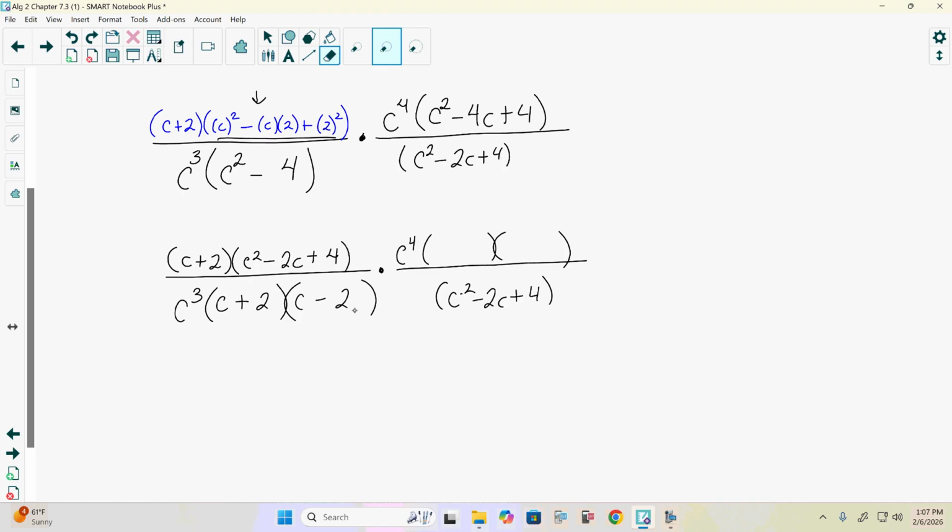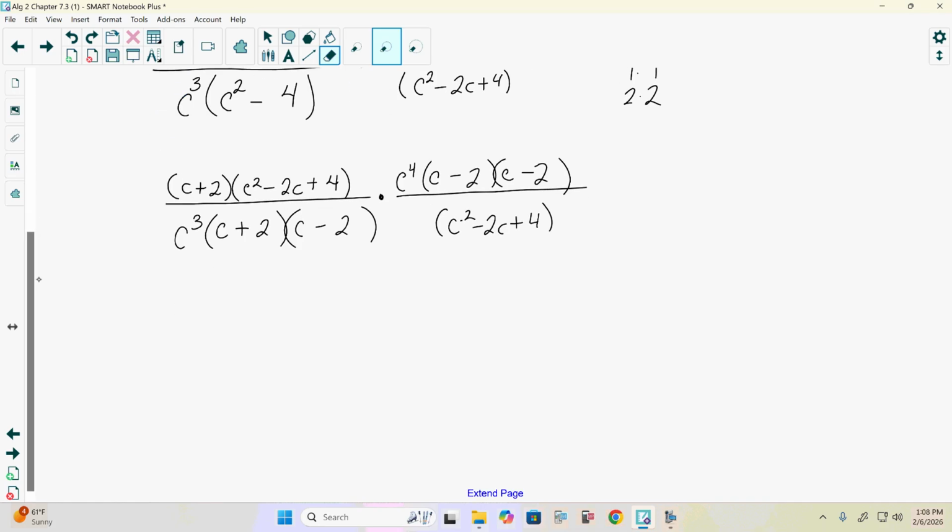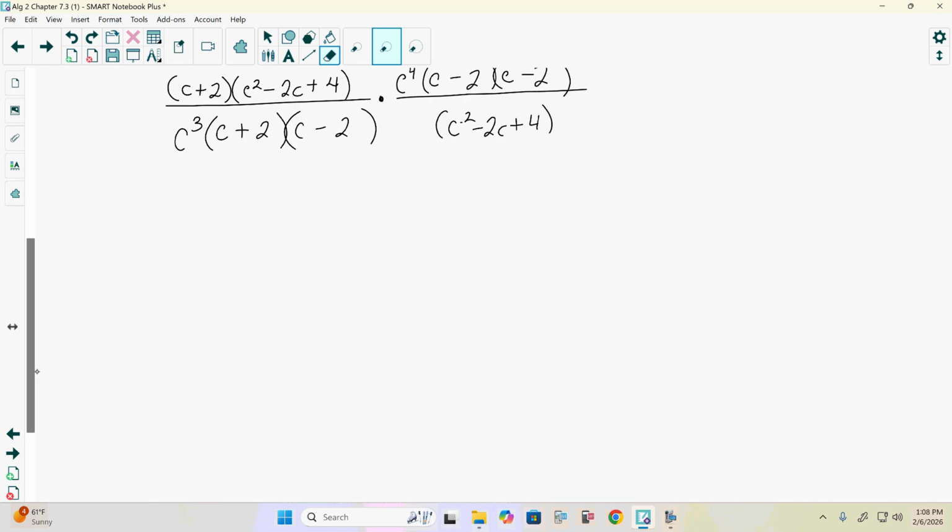Now our c squared minus 4c plus 4, since the third term is positive, the signs are the same and match the sign of the middle term. So minus and minus. Factors of c squared are c and c. Factors of 4 are 1 and 4, 2 and 2. Well, if anything's going to match up, we're going to need it to be what? 2 and 2. And those would indeed be the correct factors. Okay.